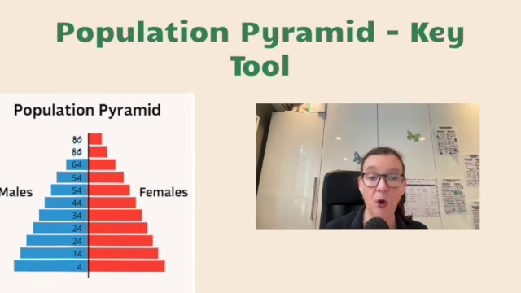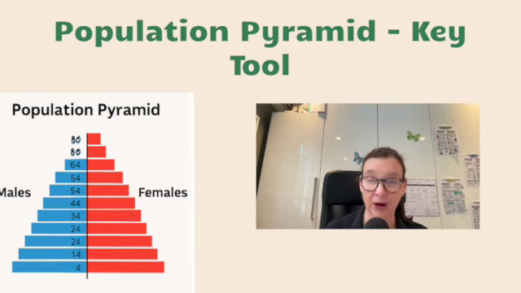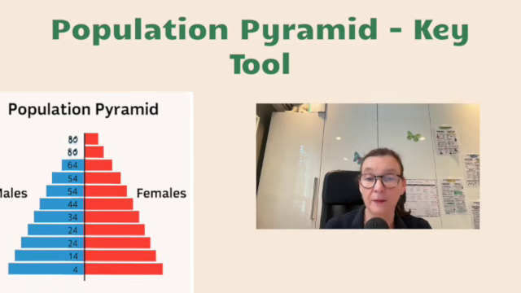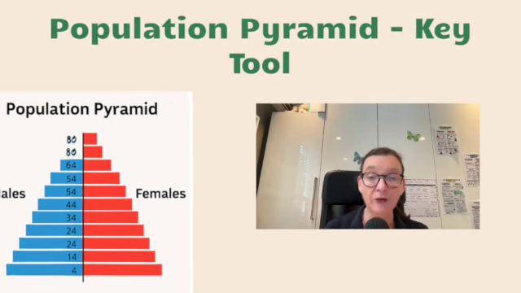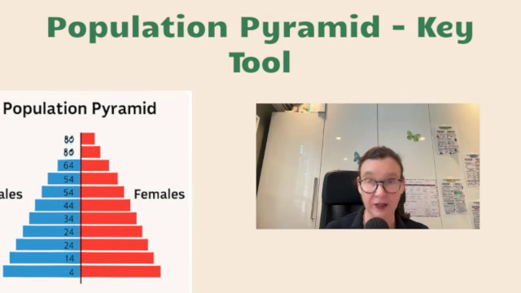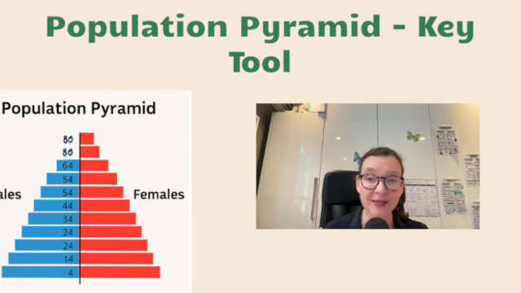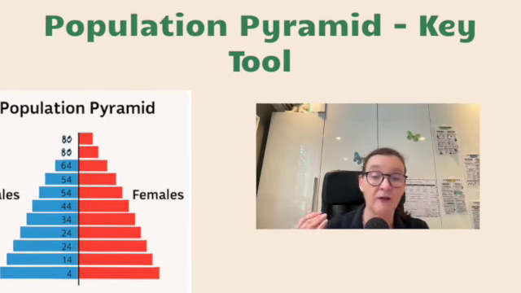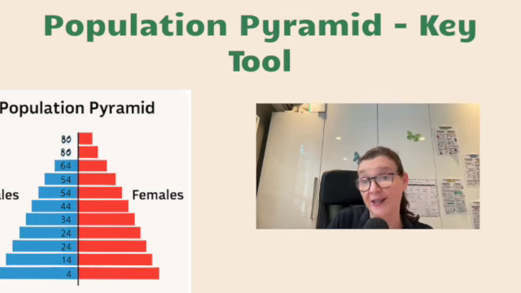For example, a wide base shows high birth rate and rapid population growth. A narrow base shows low birth rates, meaning population may be shrinking. And a rectangular shape indicates stability, where birth and death rates are roughly equal. So remember, the shape is telling you a story. Population pyramids are one of the best visual tools for understanding patterns and predicting future population changes in the country.